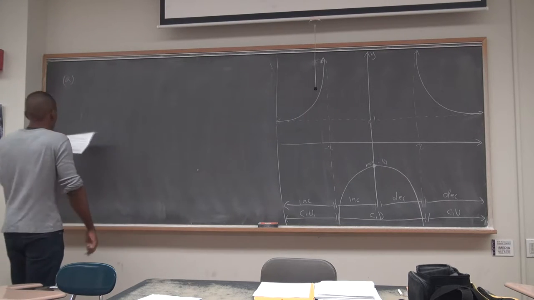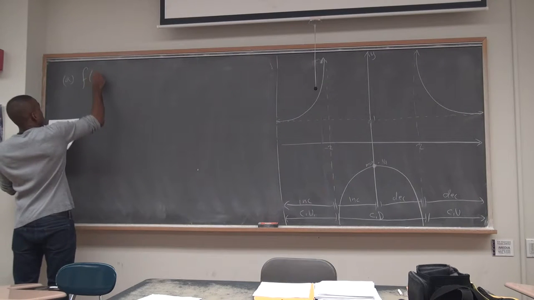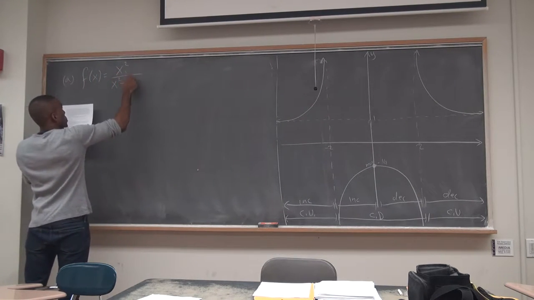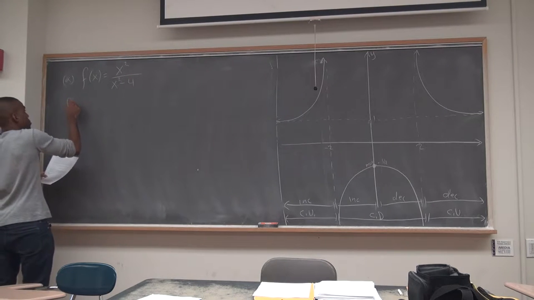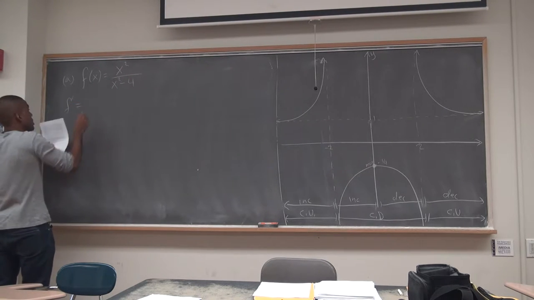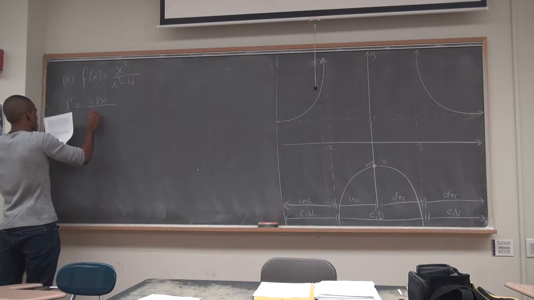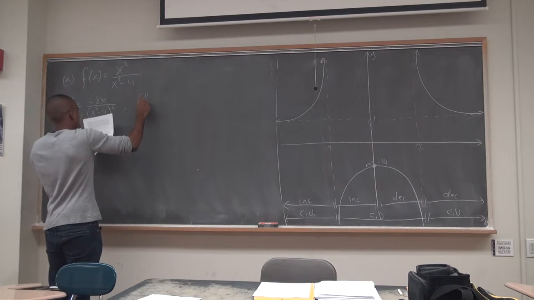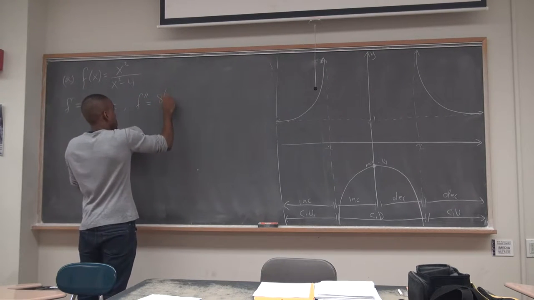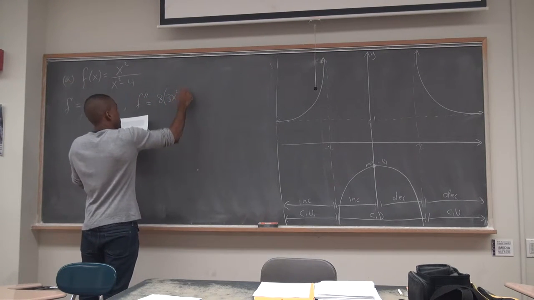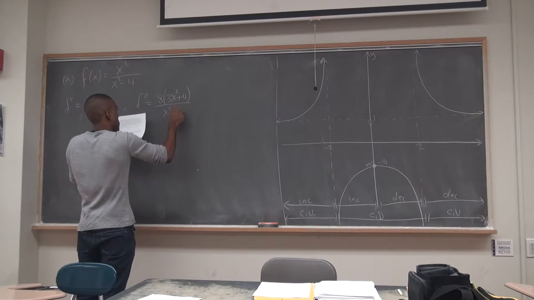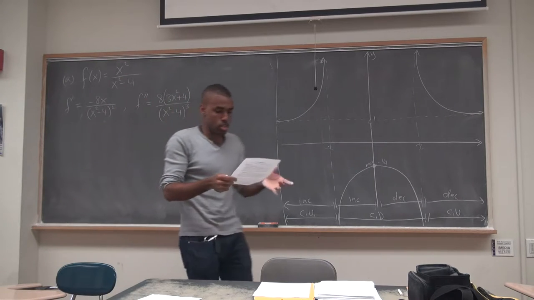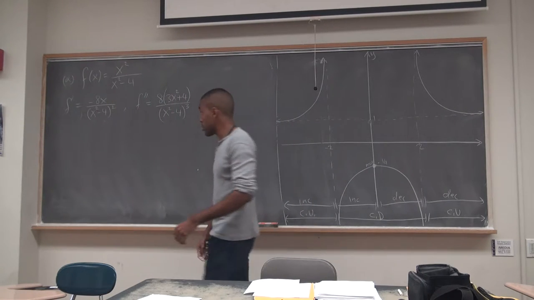Let's jump into it. So here, this function is f of x equals x squared over x squared minus 4. And you are given that f prime is equal to minus 8x over x squared minus 4 squared, and the second derivative f double prime. All right, so that's all given, right? And I ask you to find all this information and sketch the graph.